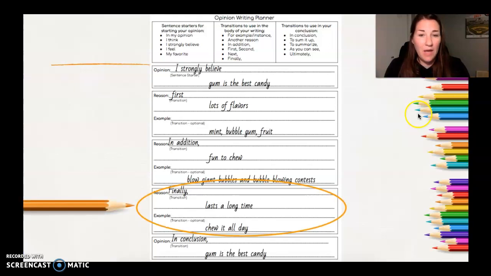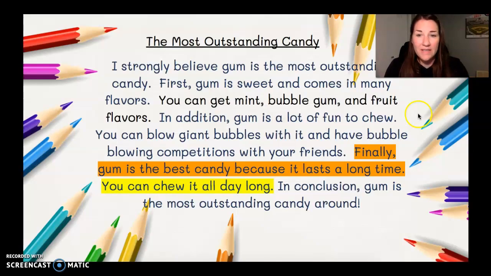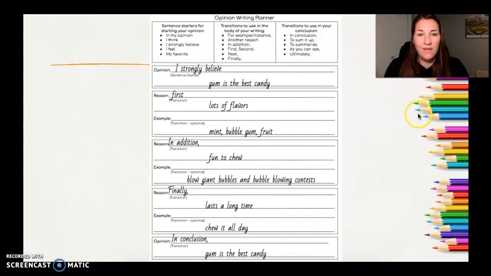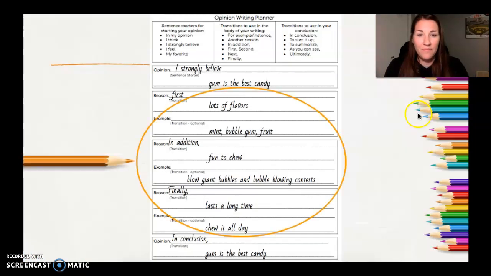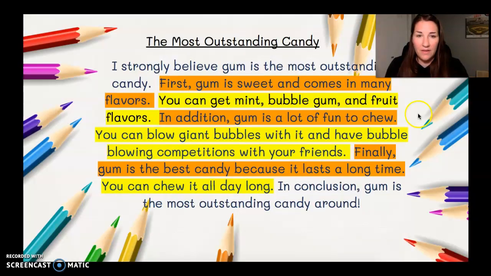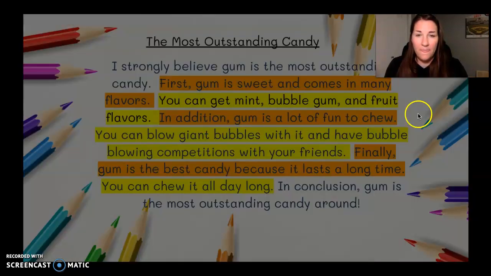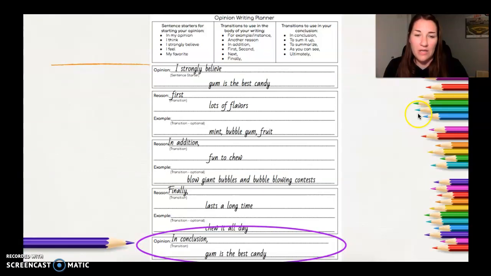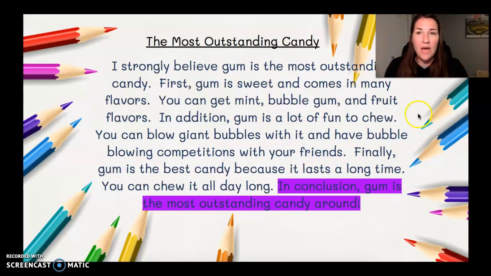I'll go to the next box and look again to remind myself of my reason and example that come next and put those into sentences. Finally, gum is the best candy because it lasts a long time. You can chew it all day long. I'm going to go into the bottom, making sure that I had all 3 of those that are right there. Then I can go into the bottom with my conclusion. In conclusion, gum is the most outstanding candy around.